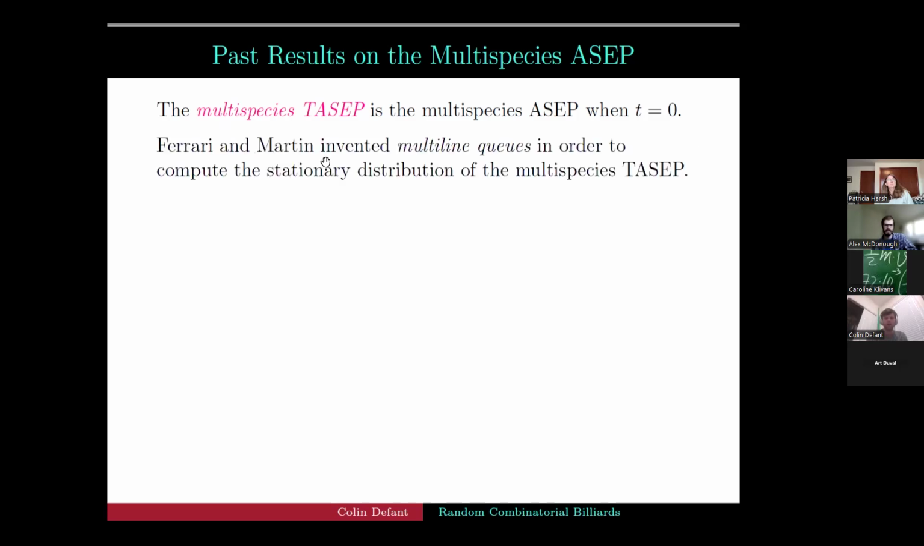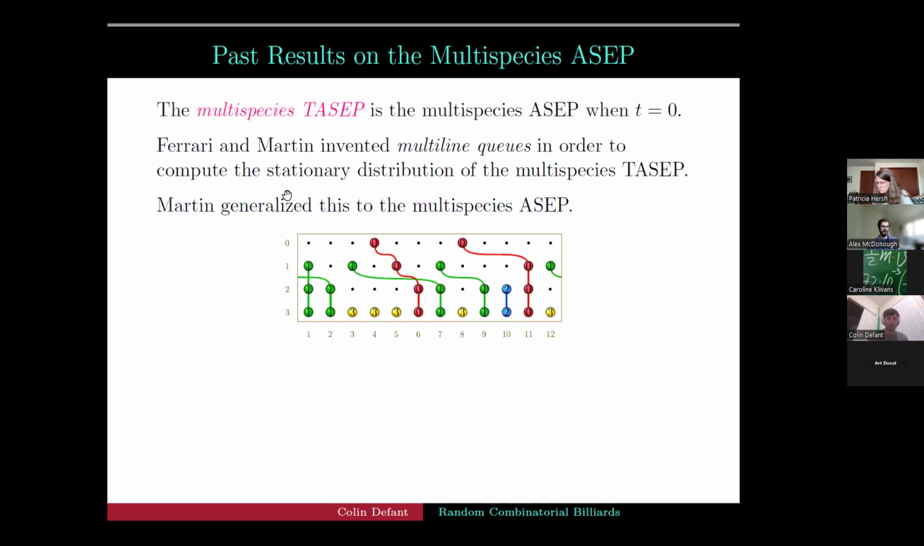So Ferrari and Martin introduced these objects called multi-line queues, which are some combinatorial objects that you can use to describe the stationary distribution of the multi-species TASEP. So this is specifically in the case when t is 0. But then this was generalized by Martin, who showed that actually you could use these objects to compute the stationary distribution for any t. So this is for the multi-species ASEP. Okay, so this is what a multi-line queue looks like. I'm not actually going to define these, but basically it's something that looks like this. You've got a bunch of balls arranged on a cylinder, connected by some pieces of string according to some rules.